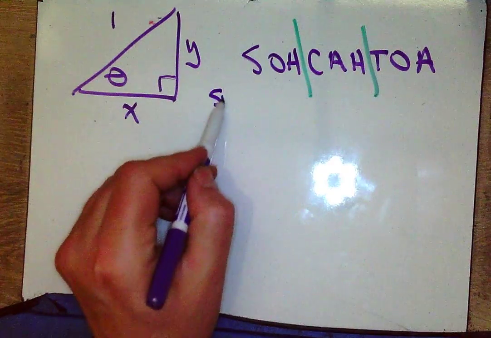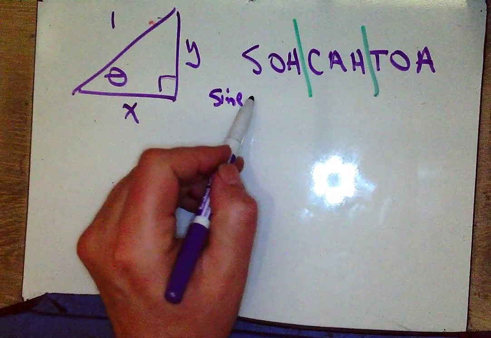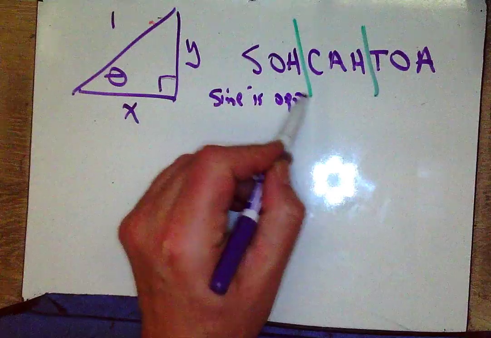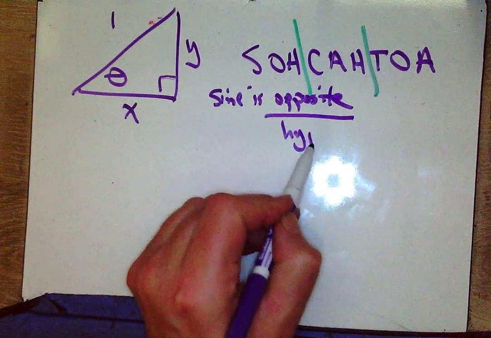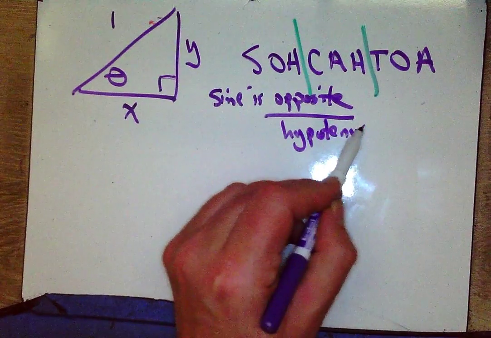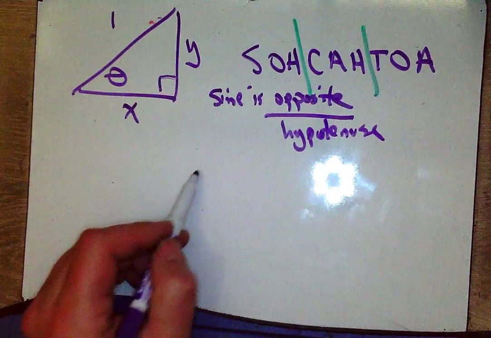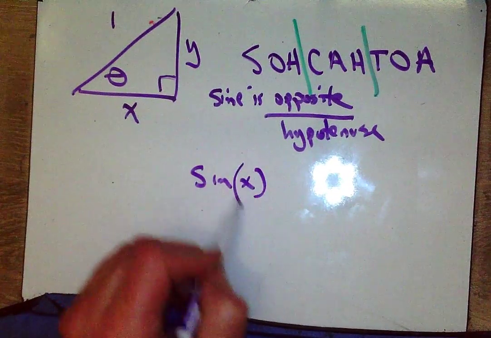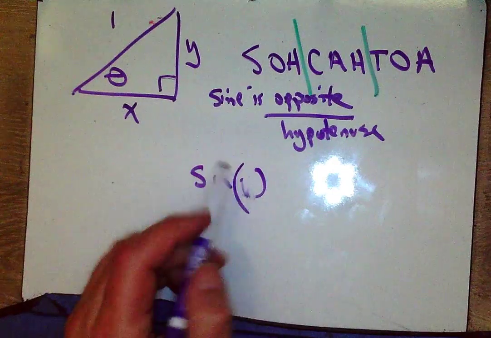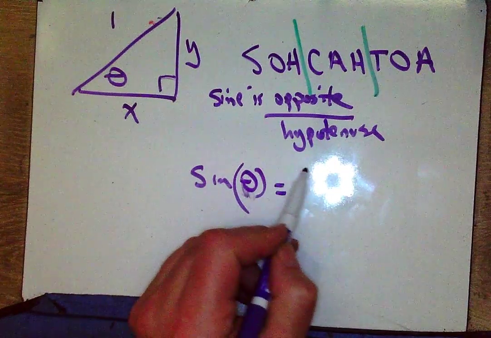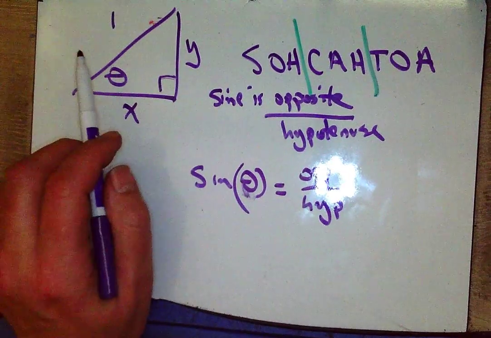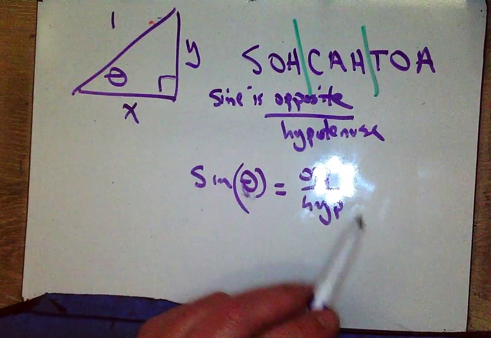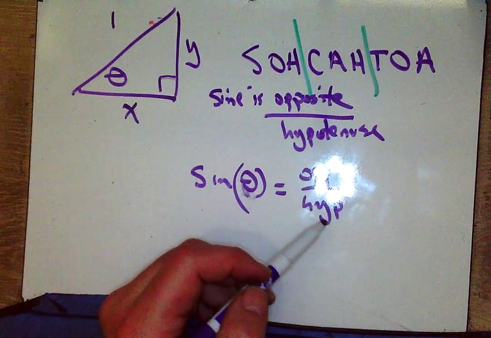So this is sine is opposite over hypotenuse. Okay? And so we're going to say that sine of x, sine of theta, there we go, is opposite over hypotenuse. Now, let's keep that in mind. That's the piece of information that we should already know.